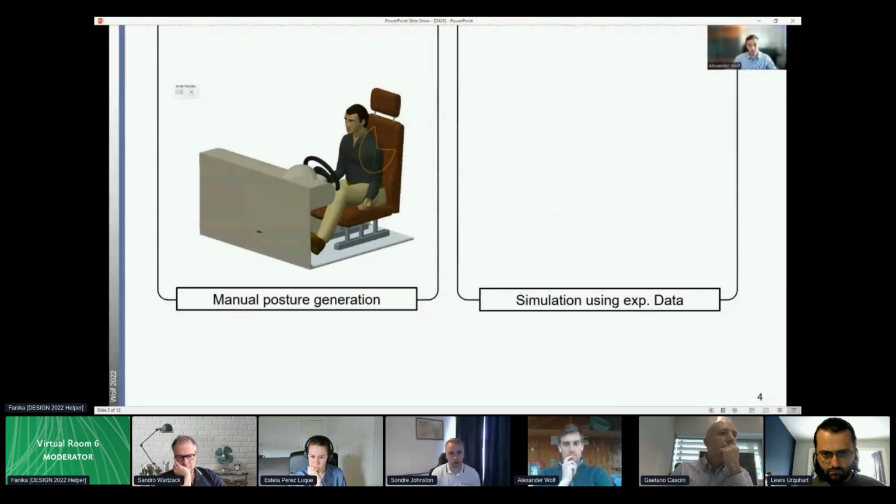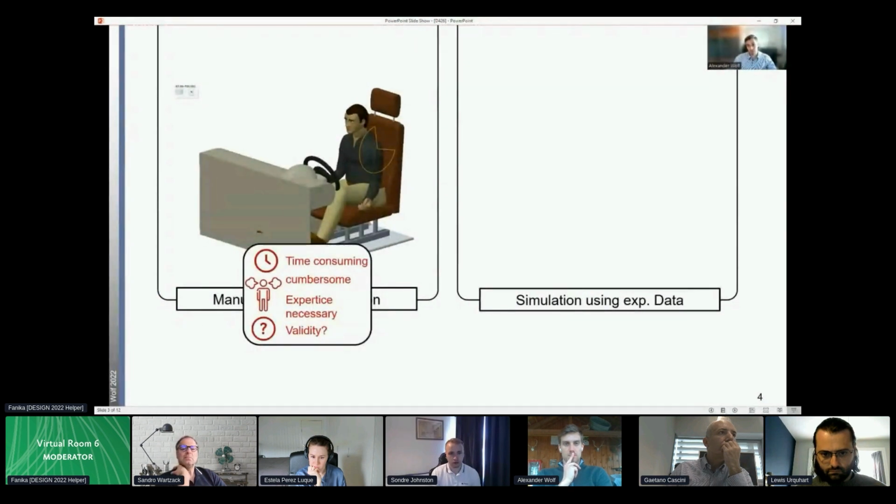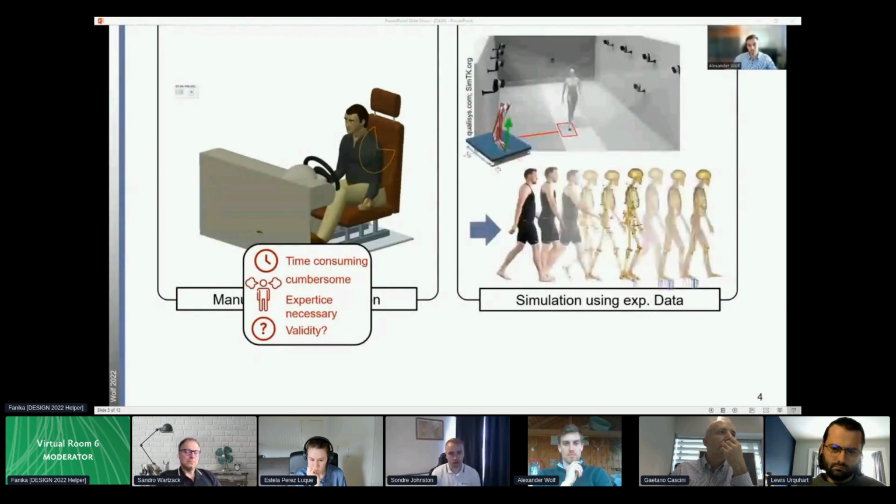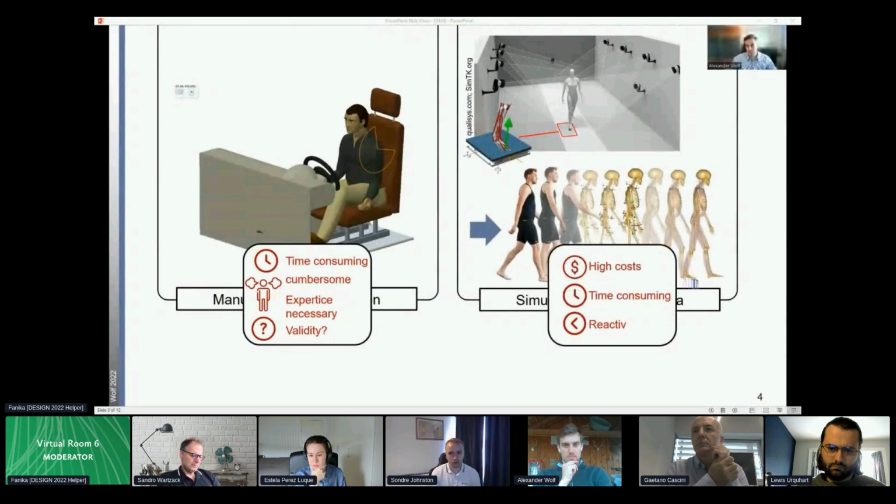And therefore, we can use manual posture generation for anthropometric human models, for example, which unfortunately is very time-consuming and cumbersome, requires some sort of expertise, and has often questionable validity. For musculoskeletal human models, we have to go to the motion capture lab and capture the movement we want to investigate, fit them on the human models, which makes this process highly costly, time-consuming, and also a reactive approach.